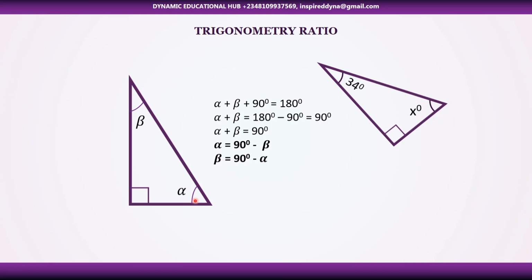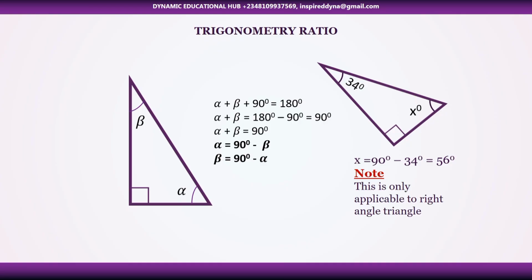Let's say for instance you have this triangle and you want to find this angle here. Since this is a right angle triangle, this angle here will be 90 degrees minus 34 degrees, and that is 56 degrees. Note, this is only applicable to a right angle triangle. That is how to quickly find the third interior angle for a right angle triangle.